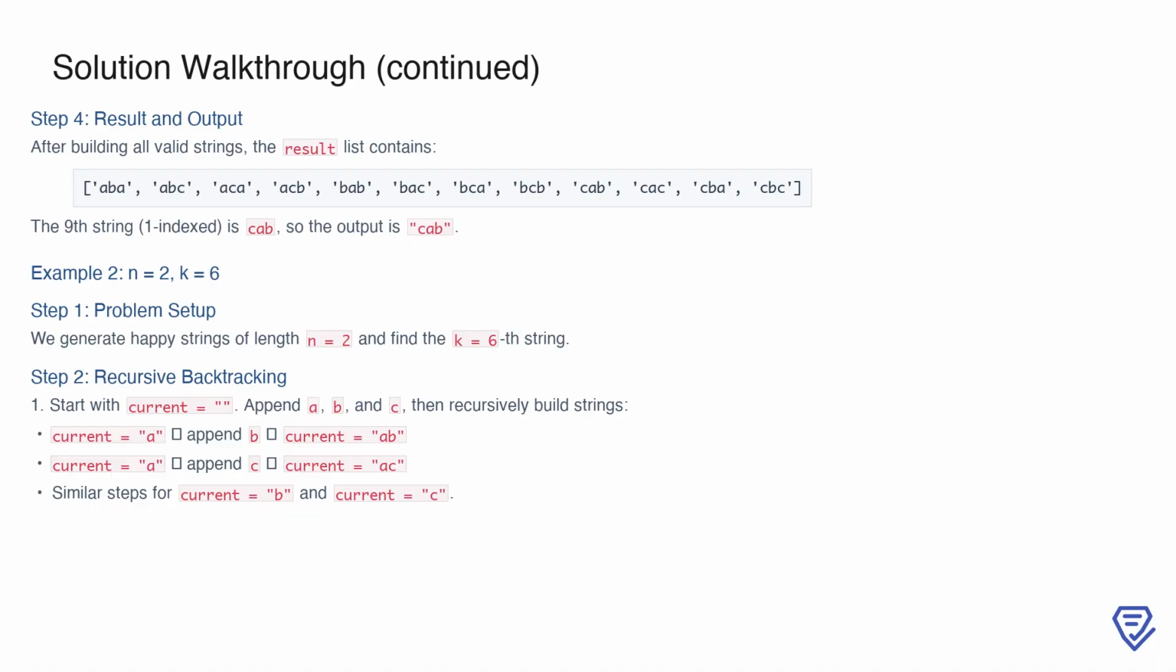Now, let's consider a different example where n is 2. Here, we follow the same recursive backtracking approach, but this time we generate strings of length 2. Starting with an empty current string, we append a, b, or c, and then recursively append the remaining characters.